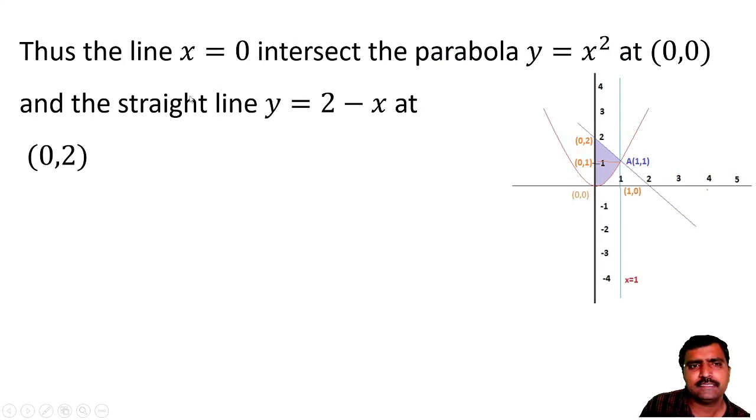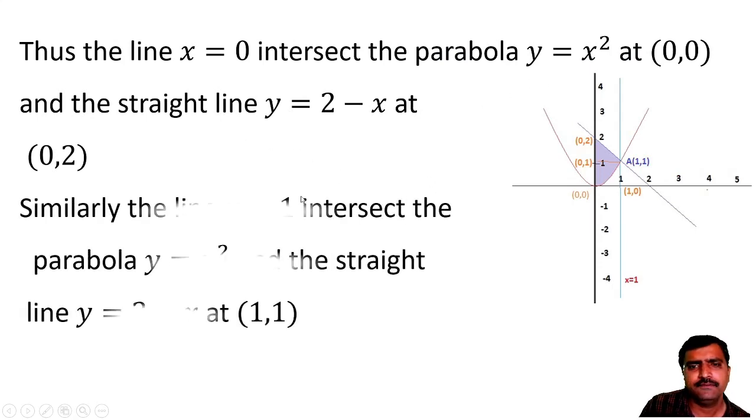So for this, yes, first you complete this. The straight line y is equal to 2 minus x intersects the parabola y is equal to x square at 0 0. It intersects this parabola at 0 0. And this straight line intersects the line x is equal to 0 at 0 2.